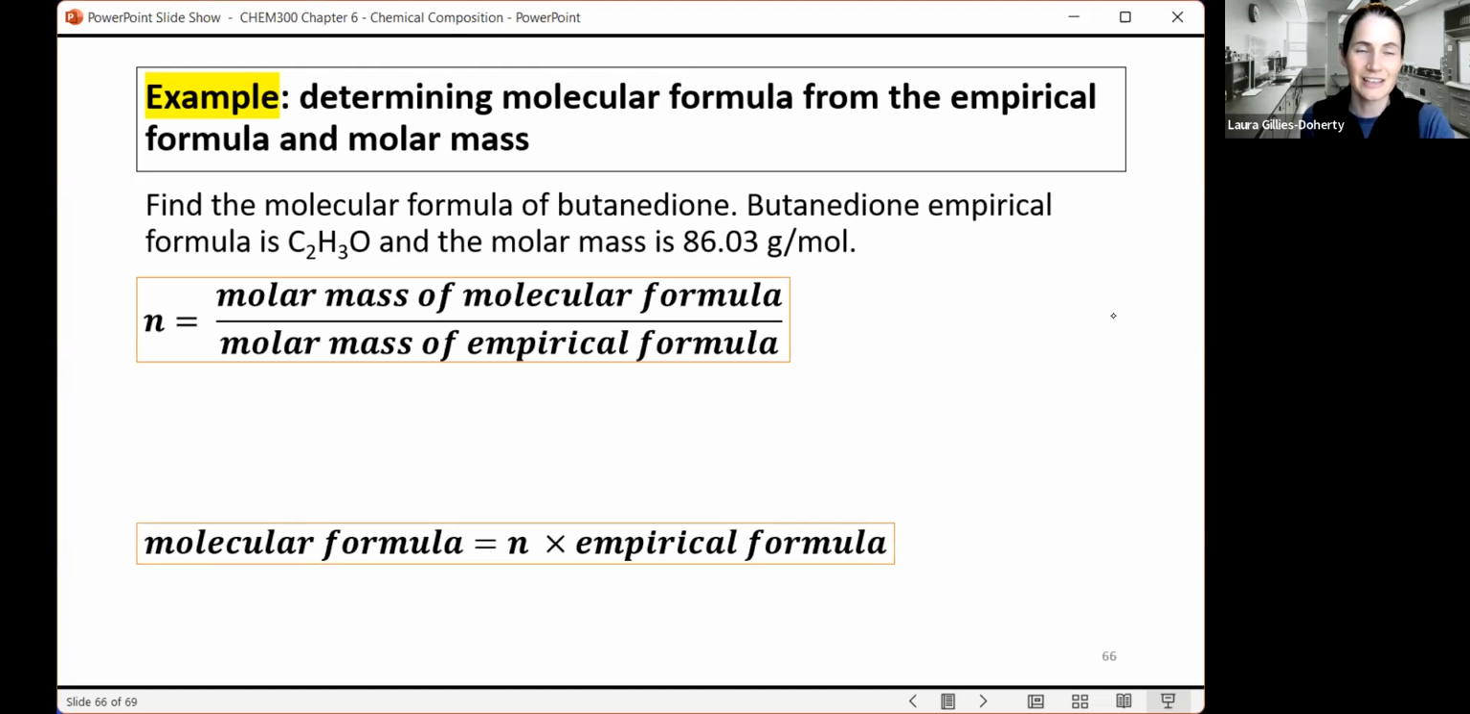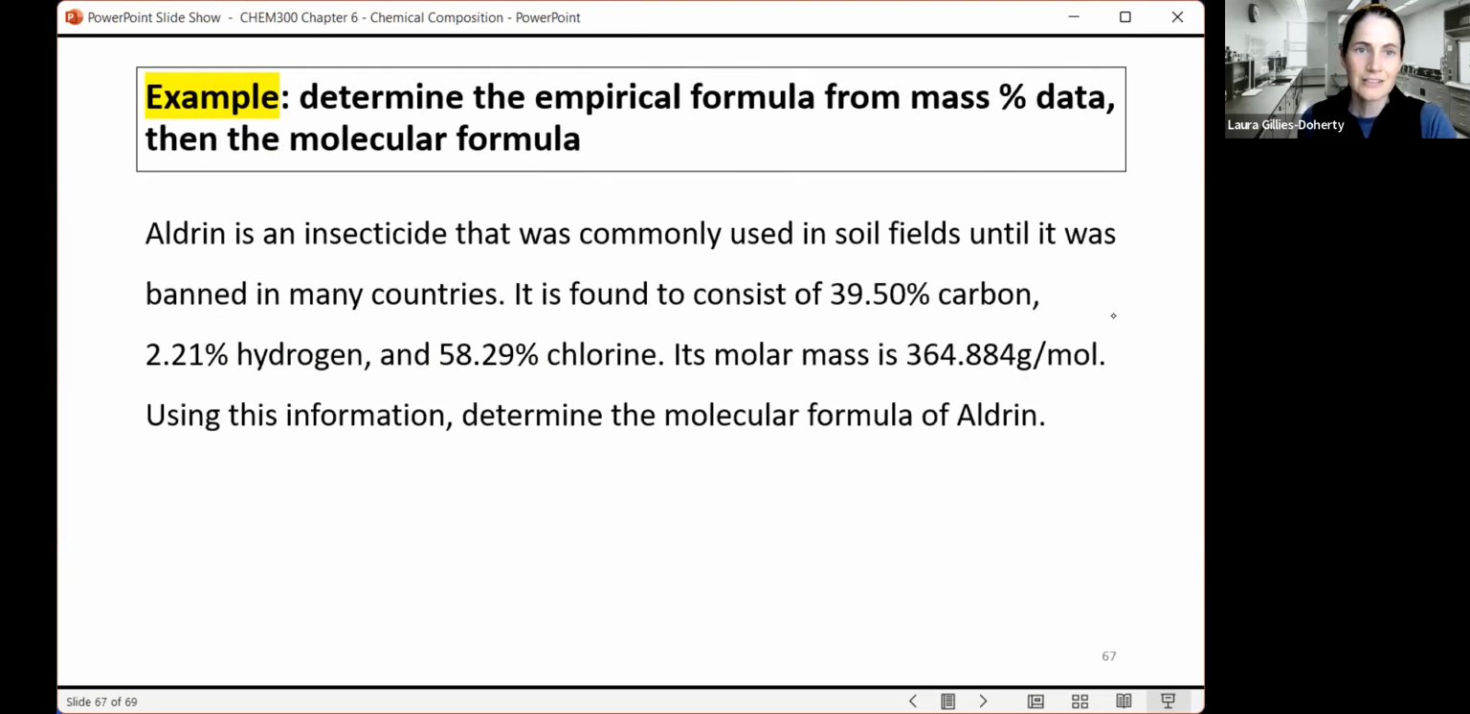And this is just showing the key equations that we used. We used molar mass of the molecular formula divided by molar mass of the empirical formula will give us our N. And then we multiply our empirical formula by N to give us the final molecular formula. Let's do one now where we determine the molecular formula by first determining the empirical formula and then multiplying by that N value to get the final molecular formula.